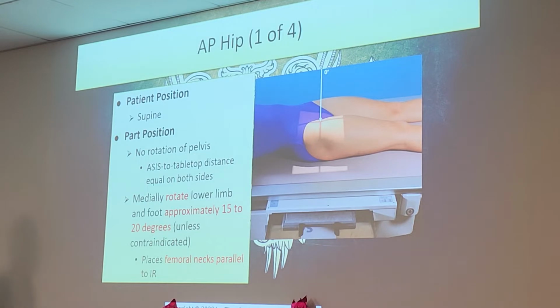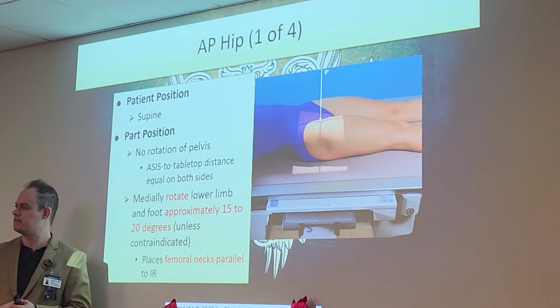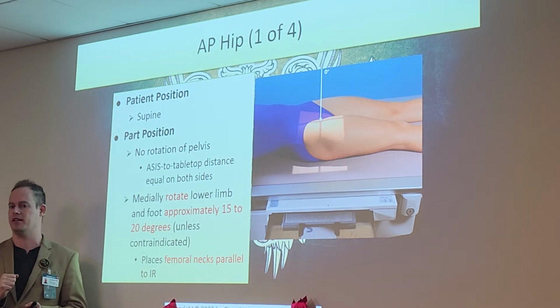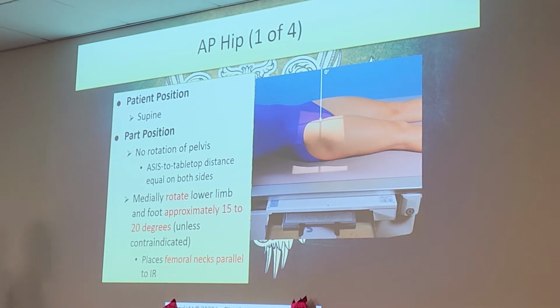We're going to medially rotate the lower limb and foot approximately 15 to 20 degrees. Now, why do we do that? That's similar to what we already talked about. Why are we always turning that foot in? Where are you wanting to hide? We're going to hide the lesser trochanter and put the femur in a true AP. We'll hide that lesser trochanter and put the greater trochanter in, as we say, profile.